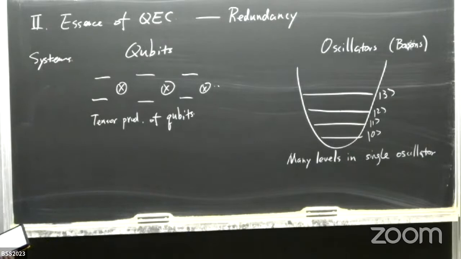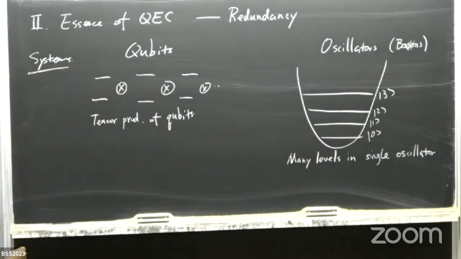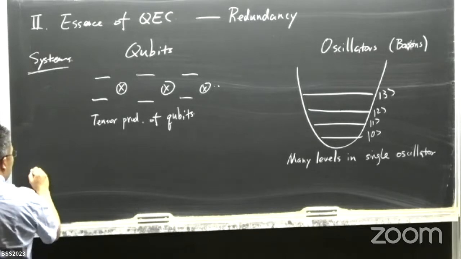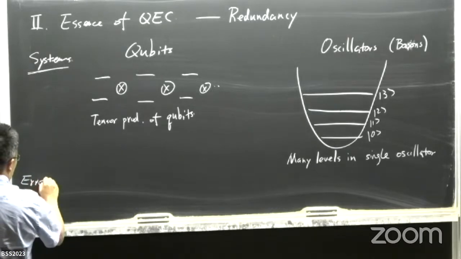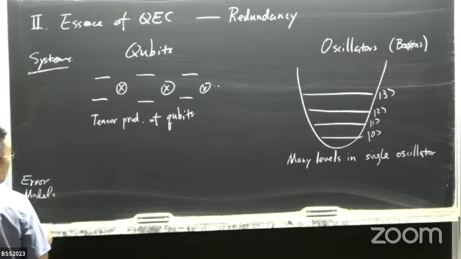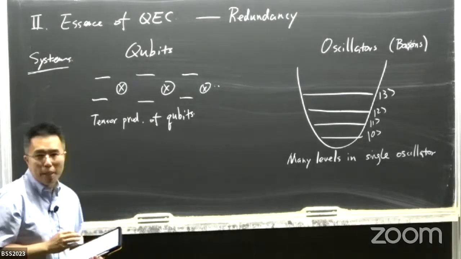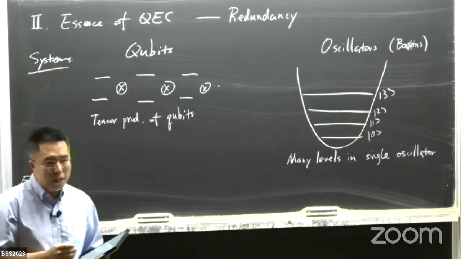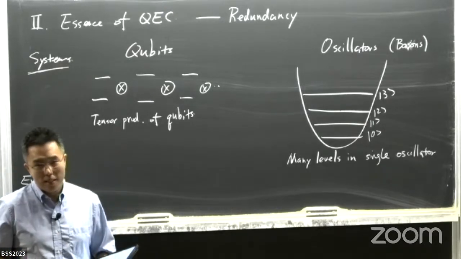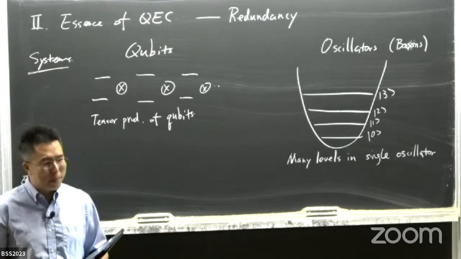Now when we design error correcting codes, we not only need to know the system, we also need to know the error models, or the practically relevant dominant errors. I should make a disclaimer at the beginning: the goal of error correction is not to correct all errors, because there's no way you can do that. If you did, you would also correct all the logical operations and so on.